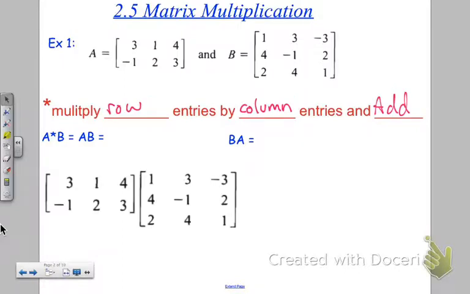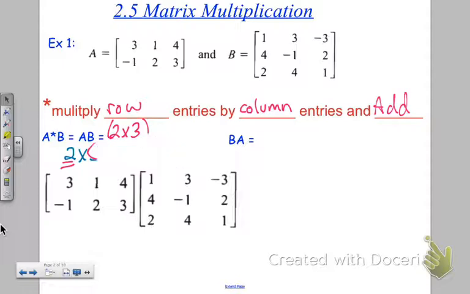Alright, so let's go over that dimensions thing again. If we're doing A times B, that is a 2 by 3 times a 3 by 3. So I just wrote the two matrices down there. Because the inner dimensions are the same, we're allowed to multiply the matrices. And then the outer dimensions, those outside numbers, are going to be the dimensions of our answer. So we're going to have a 2 by 3 matrix for our answer.